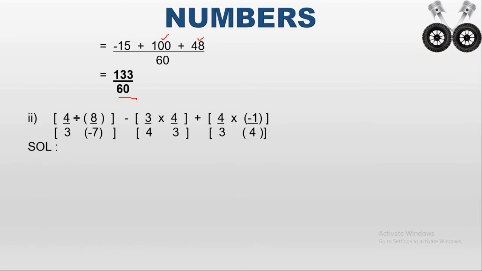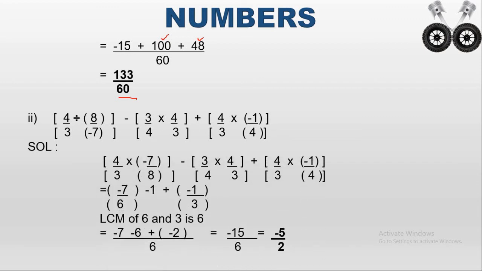Next one is 4 by 3 divided by 8 by minus 7 minus 3 by 4 into 4 by 3 plus 4 by 3 into minus 1 by 4. So what is the problem given here? 4 by 3. So here the operator is a division operator. We have to convert the division operator into multiplication operator, and then the second rational number can be written as the reciprocal. So 8 by minus 7 can be written as minus 7 by 8. Then negative operator minus 3 by 4 into 4 by 3 plus 4 by 3 into minus 1 by 4. Now we can simplify the given algebraic expression.